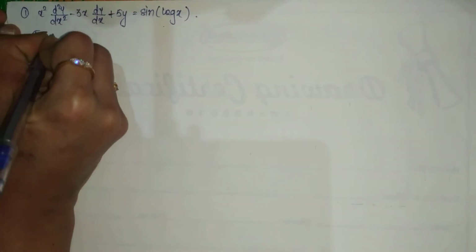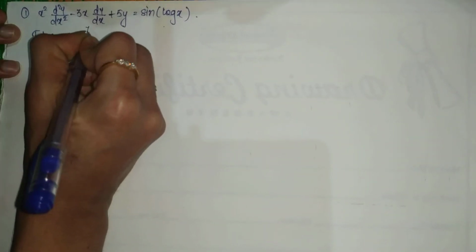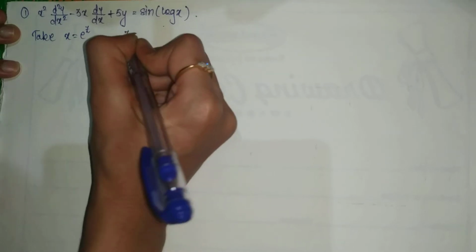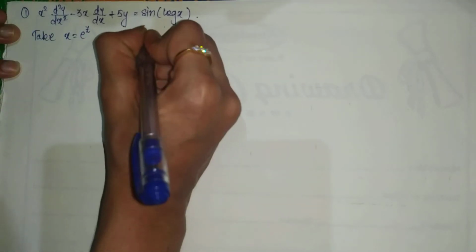Whenever you are going to solve this type of differential equation, you must write the substitution which you are going to take. So we are going to take x is equal to e to the power z, so z is equal to log of x. There is no need to write the full procedure, but at least you have to write the important steps. The proof is not required, but you have to write the important steps.